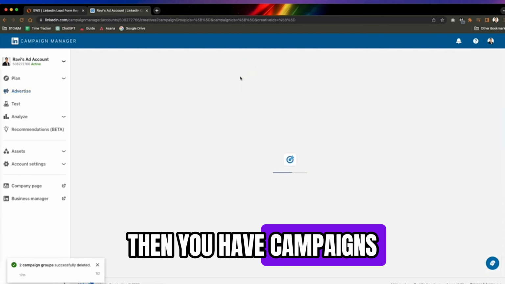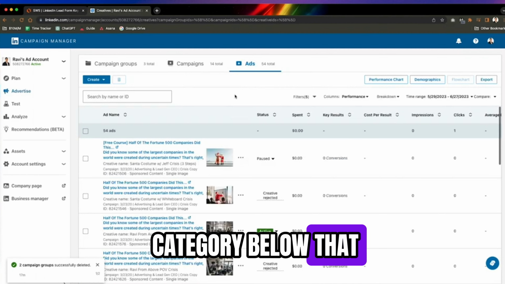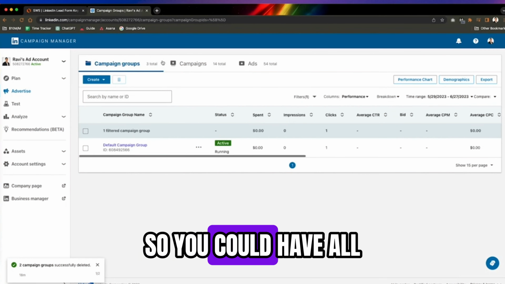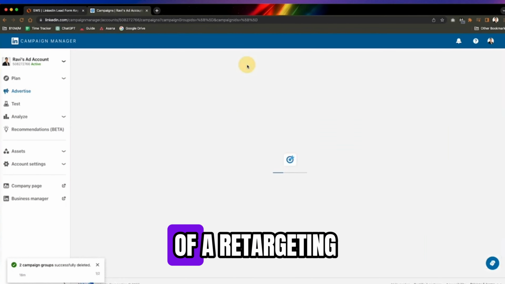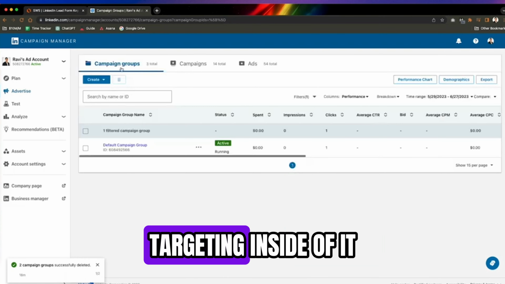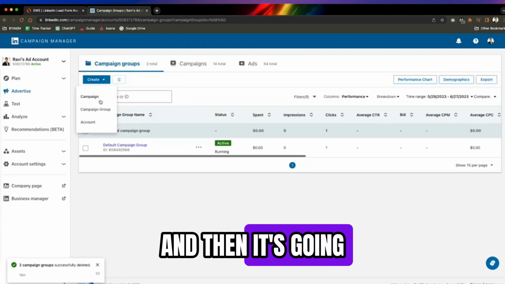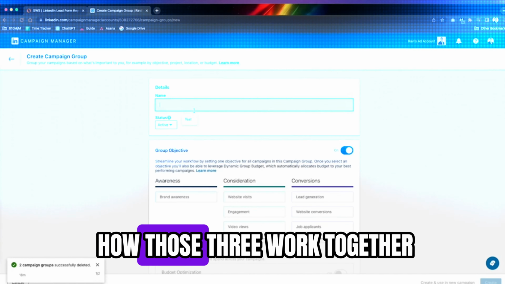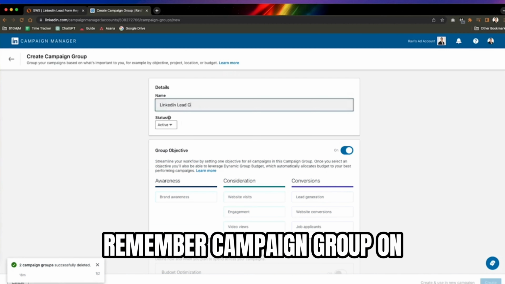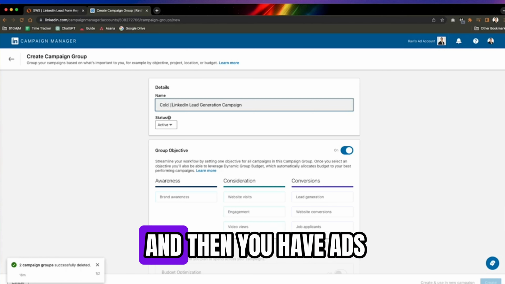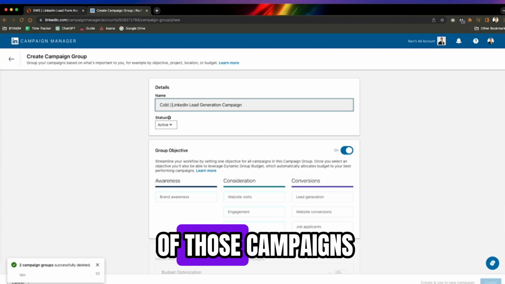Then you have campaigns, which is the next category below that, and that is going to be when you're getting a little bit more specific. So you could have all your retargeting campaigns inside of a retargeting campaign group. And each different campaign is going to have different targeting inside of it, and then it's going to have different ads inside of it as well. So you should understand how those three work together. Remember, campaign group on the far left is the highest. Then you have campaigns, and then you have ads which are sitting inside of those campaigns.